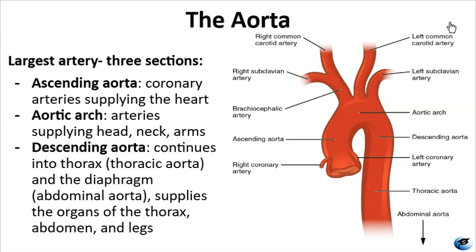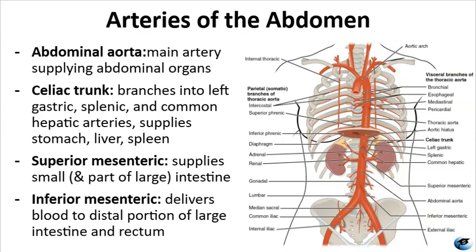The descending aorta runs posteriorly along the spine and becomes the thoracic aorta in the chest, and then the abdominal aorta after passing through the diaphragm. This diagram here highlights the major arteries branching from the abdominal aorta, which is, of course, the main artery supplying blood to the abdominal organs. The abdominal aorta is a continuation of the thoracic aorta. It runs down the abdomen, delivering oxygenated blood to many vital organs in the body.